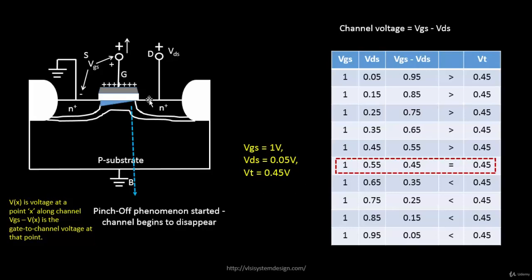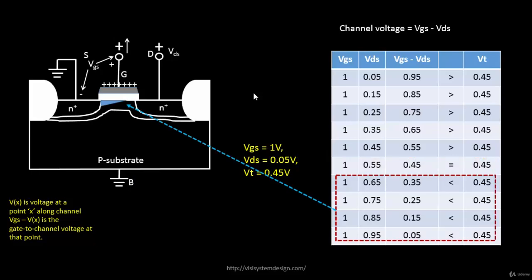At this point we have seen the surface inversion condition being hampered, and as a result this area which was greater than VT now went less than or equal to VT, and your pinch-off phenomenon started, and your channel is now beginning to disappear. Let's see how this phenomenon extrapolates when you increase the drain to source voltage. In this section, where your drain to source voltage is high, 0.65, 0.75, 0.85, 0.95, your VGS minus VDS goes less than threshold voltage.